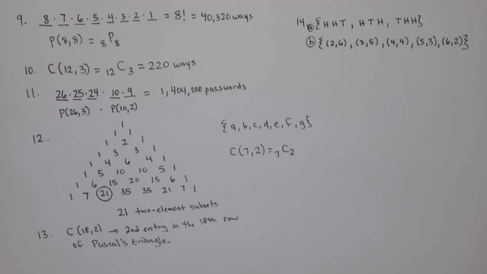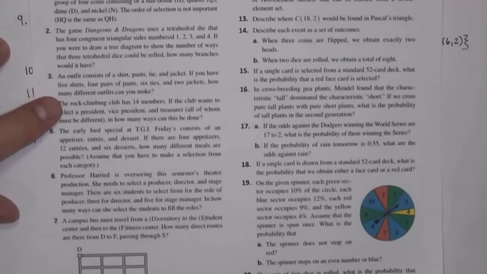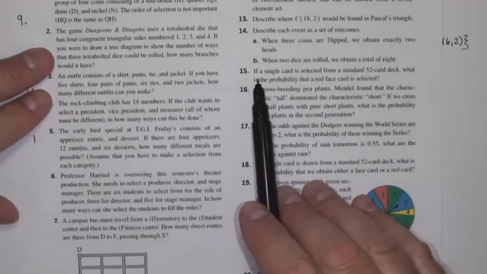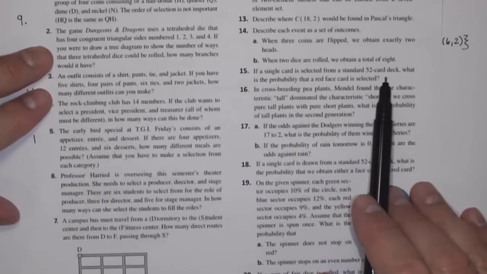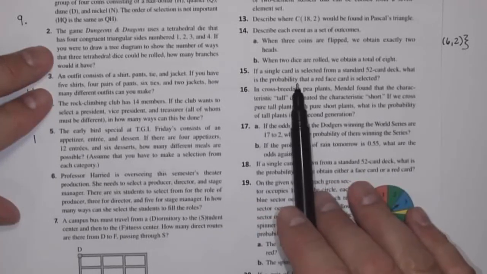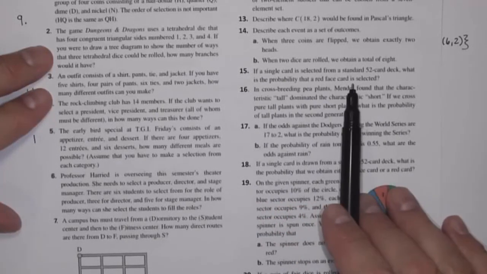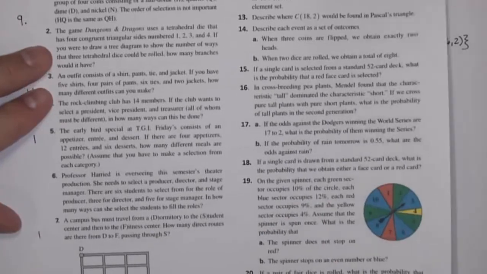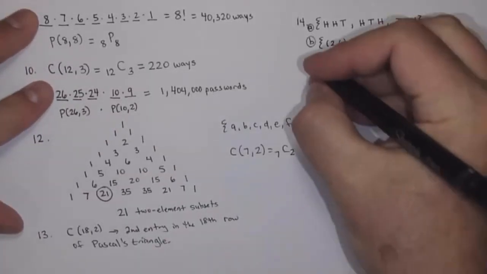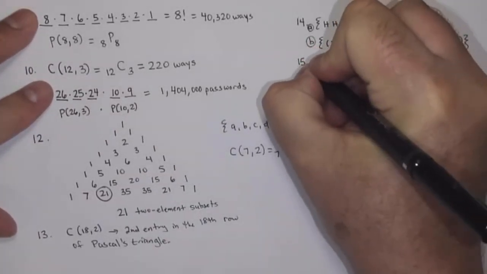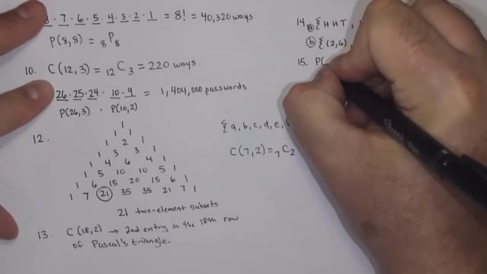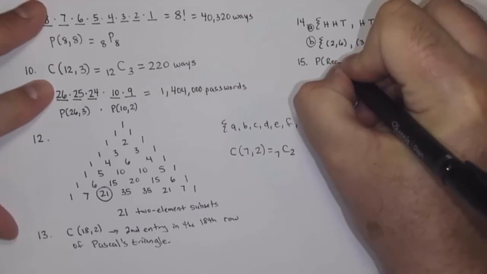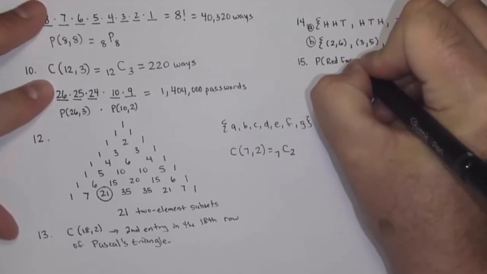Let's take a look at number 15. If a single card is selected from a standard 52 card deck, what is the probability that a red face card is selected? So we want to know, if we pick one card, what's the probability that it's going to be a red face card?